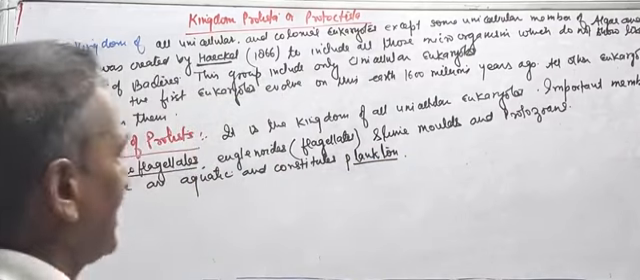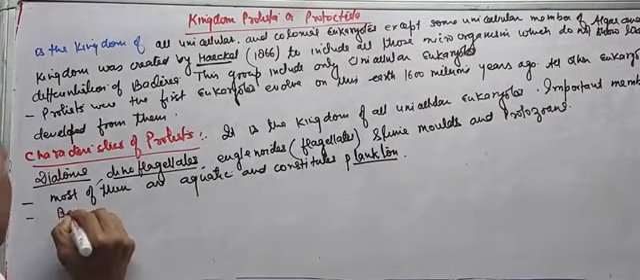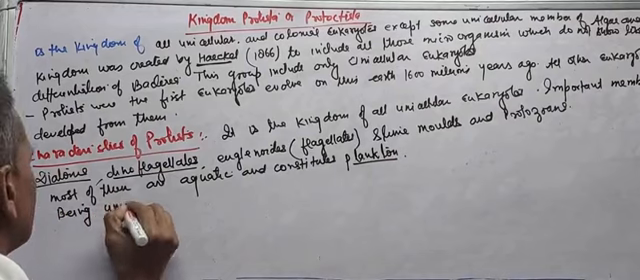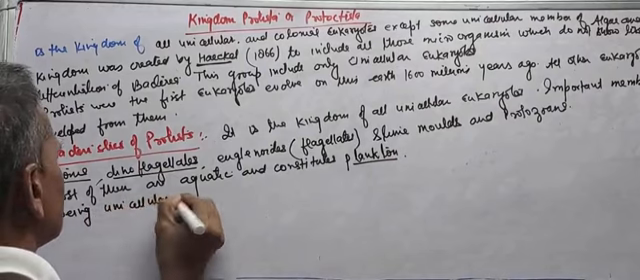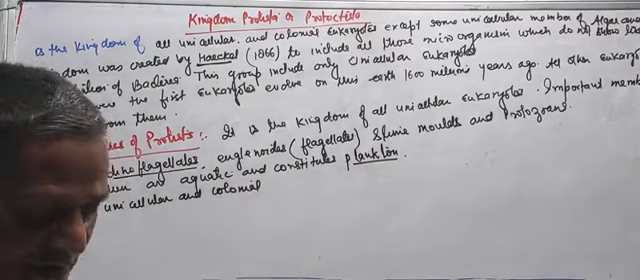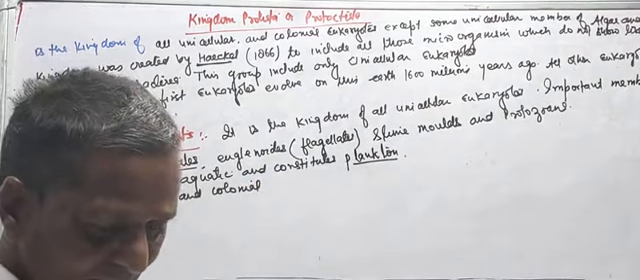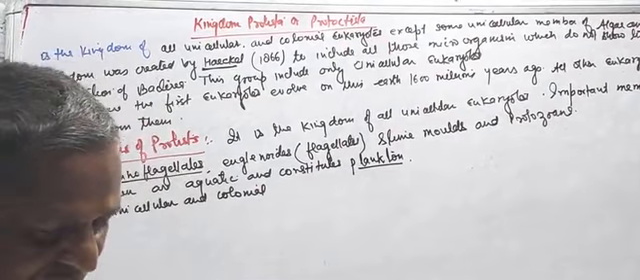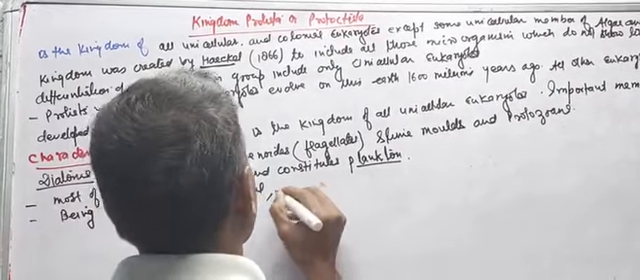Being unicellular and colonial, protistans have a simple organization.